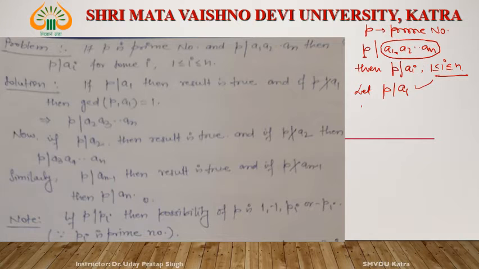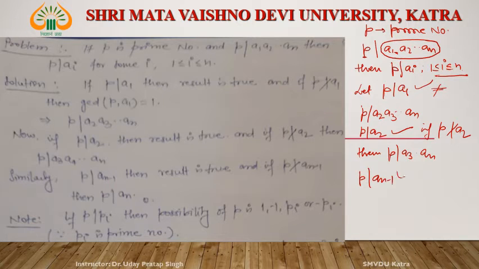If not, suppose P does not divide A1, then P divides A2, A3, ..., AN. Now, if P divides A2, then the result is true. If P does not divide A2, then P divides A3 ... AN. Similarly, if P divides AN minus 1, the result is true. If not, then P divides AN. It means if P divides the product of these numbers A1, A2, ..., AN, then P divides at least one of them.